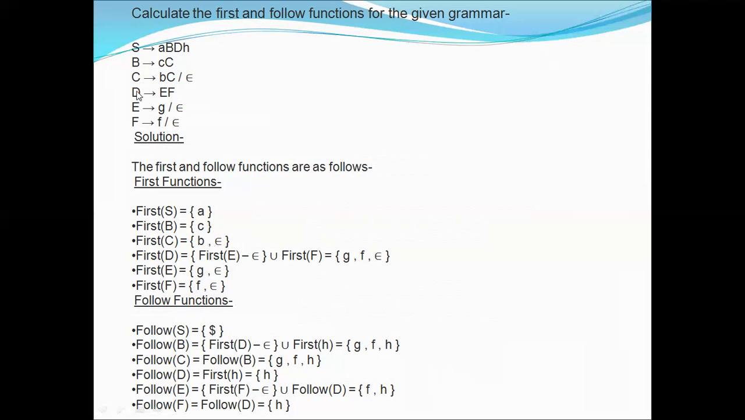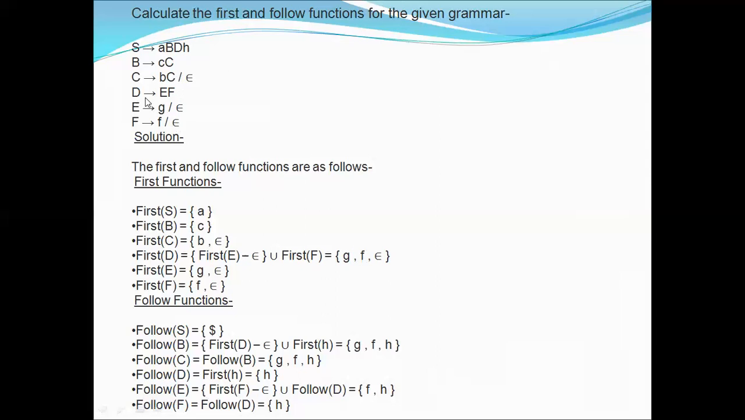What is D? D is producing E. Okay, just go to the E, G. G is producing, so we are getting G only, and it is also producing F. So by F we are getting F. And here one more thing we need to do. Here both are null variables. That's why D is also producing epsilon. E is also a null variable, F is also a null variable.